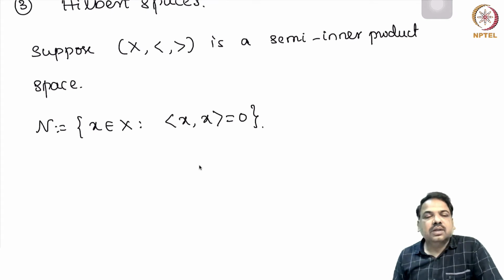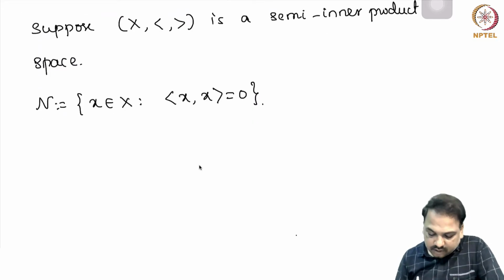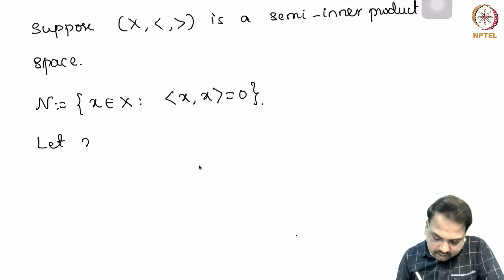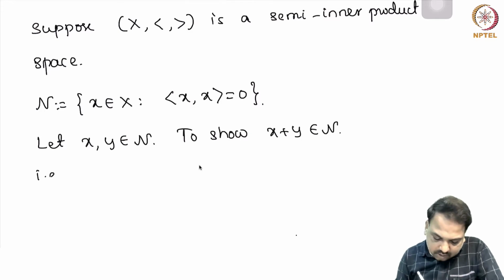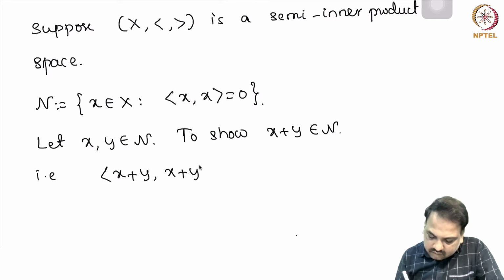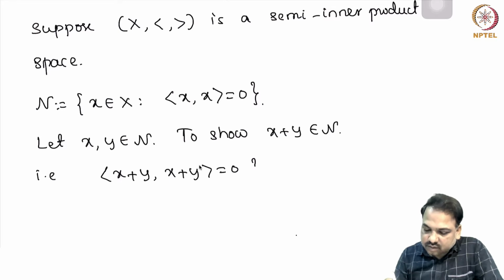Now we can show that this is a vector space as well as a closed subspace of X. Let us look at that part. Let us take X and Y from N. We want to show that X plus Y is in N. That means we want to show that the semi-inner product of X plus Y with itself is 0 whenever X and Y are coming from N.